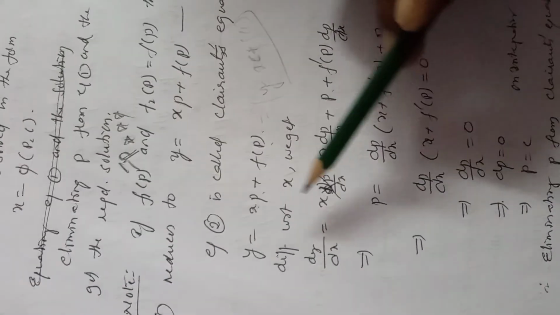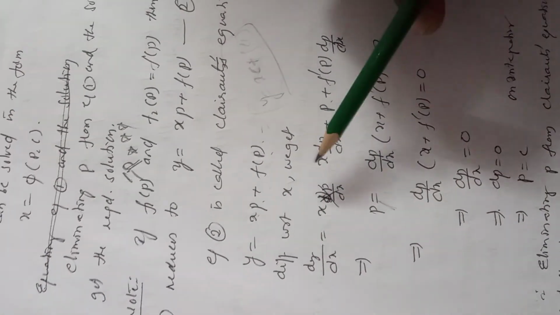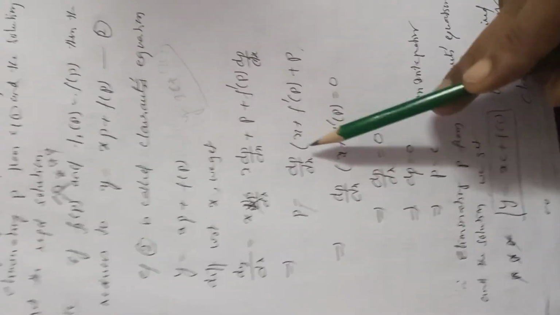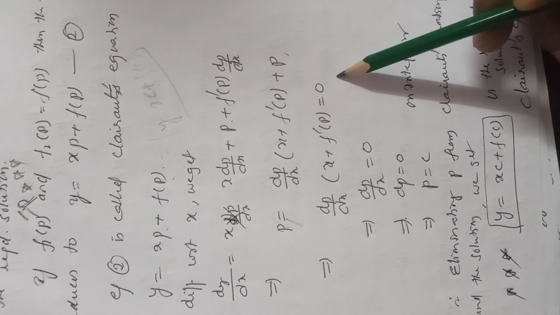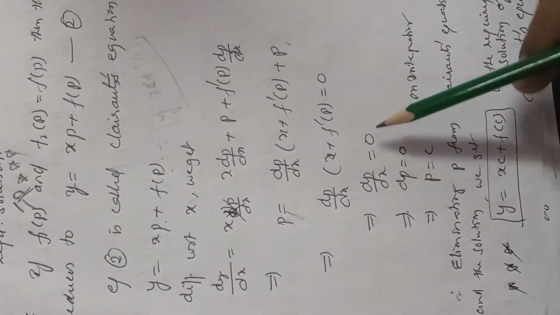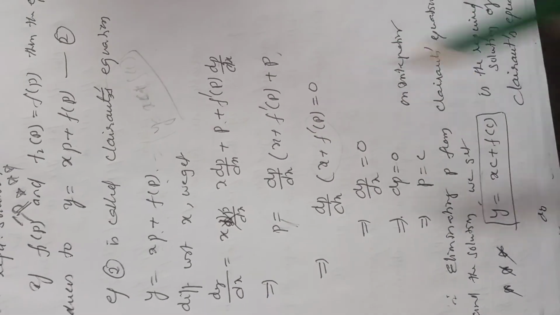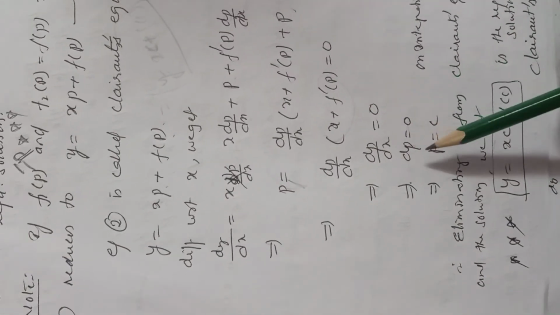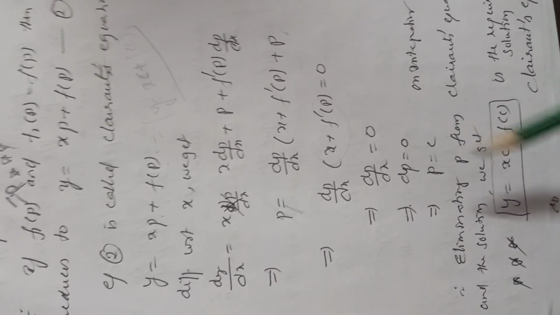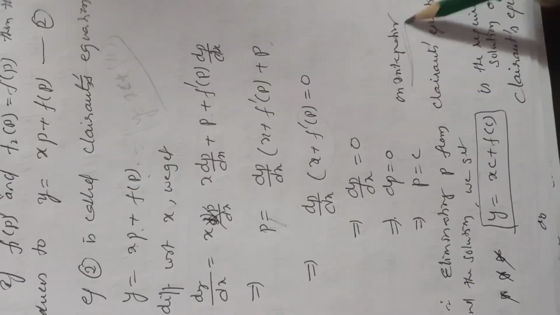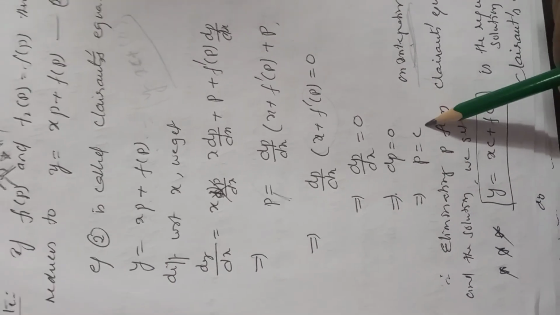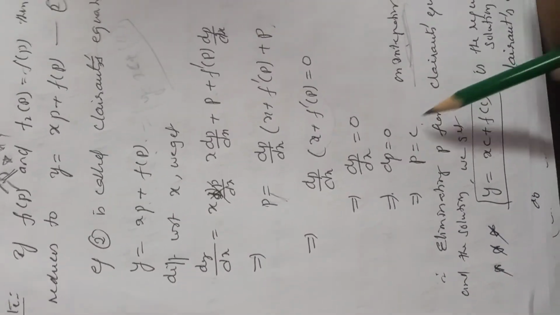Here x, here f dash of p, plus p is there, but dy by dx can be written as p. p gets cancelled here, so dp by dx into x plus f dash of p is equal to 0. Now dp by dx is equal to 0, since 0 divided by something is 0. Cross multiplying, dp is equal to 0. On integrating, integration of dp is equal to an arbitrary constant, p is equal to c.